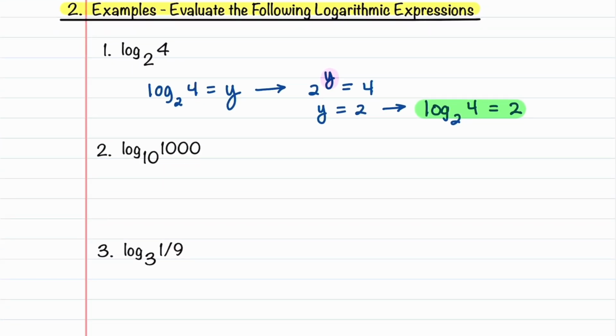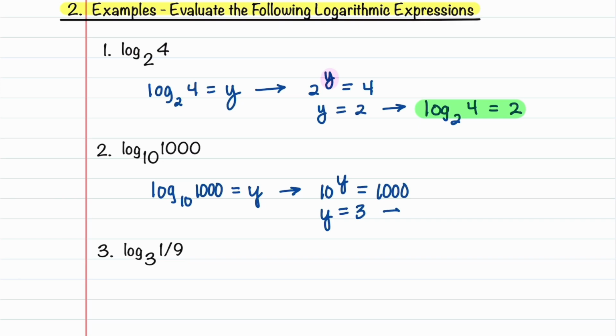Let's now look at our second example. Just like we did for our first example, let's write down our log base 10 of 1,000, and set it equal to y. Now we're going to go to the exponential form, which is 10 to the y is equal to 1,000. And then we have to figure out what y should be in order to get 1,000 on the right-hand side. If y is 2, we would get 100, but if y is 3, we're going to get 1,000. So our answer is going to be y is equal to 3, which means that log base 10 of 1,000 is equal to 3.